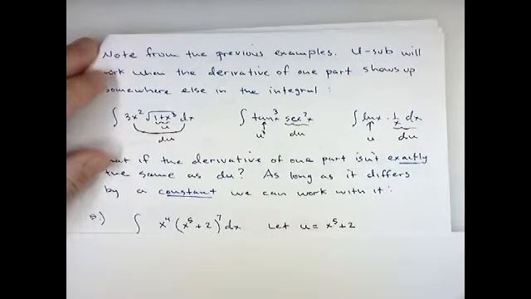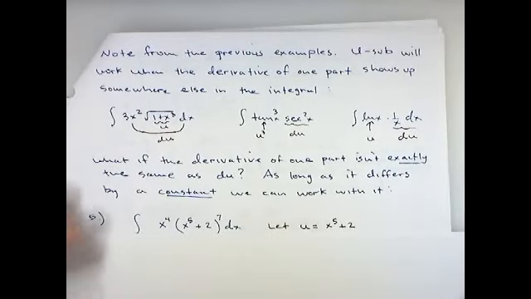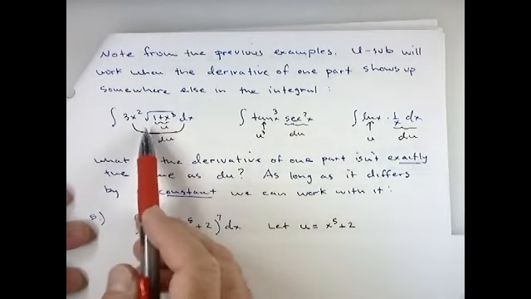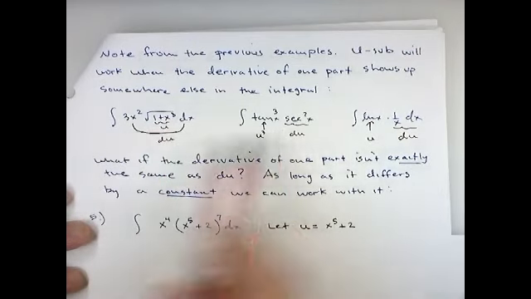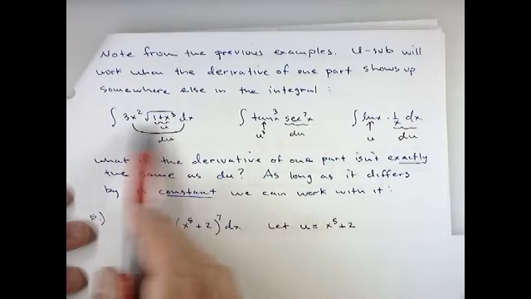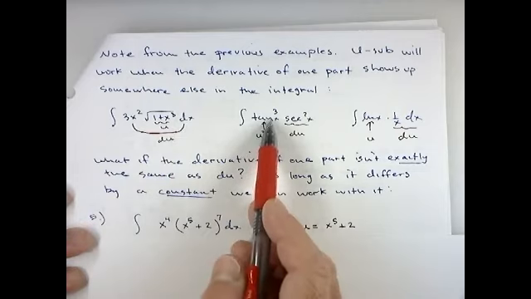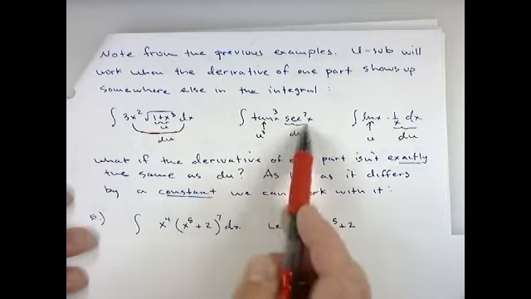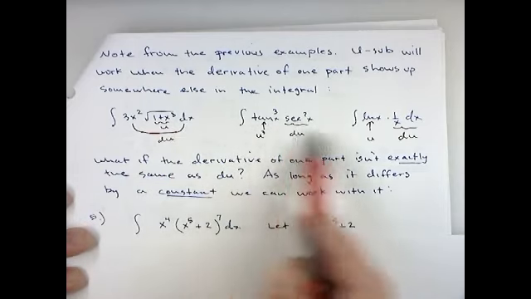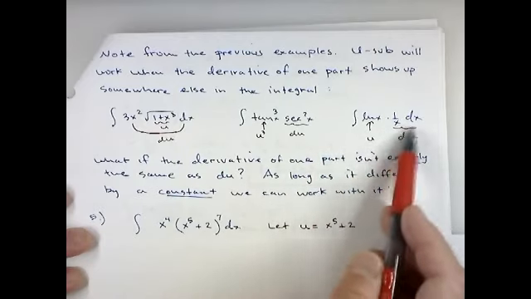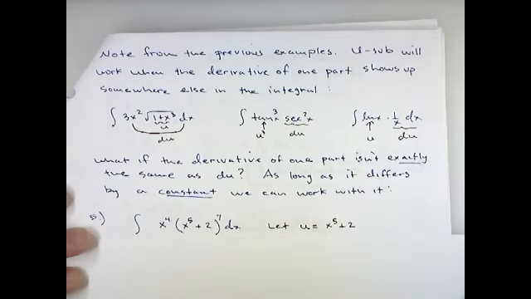So from our previous answers, u sub will work when the derivative of one part shows up somewhere else in the integral, as we've seen. This is like a summary of the last three problems. This was my u, du was sitting right there, 3x squared dx. U is equal to tangent x because du, the derivative of tangent, was sitting right there. U is equal to ln of x, why? Because the derivative of ln of x is 1 over x, dx is sitting right there.